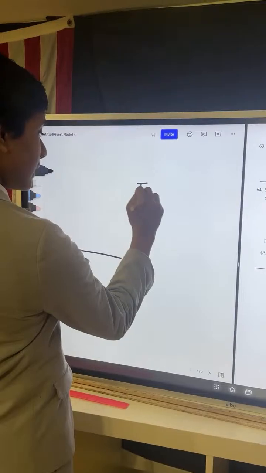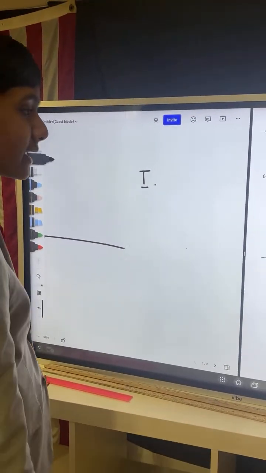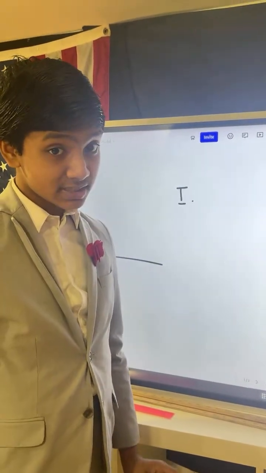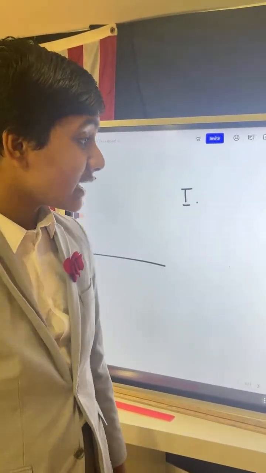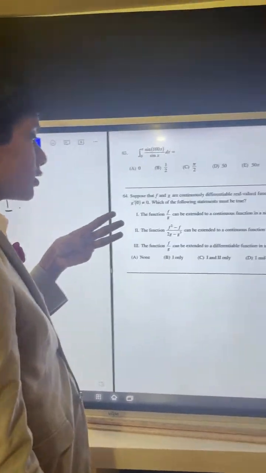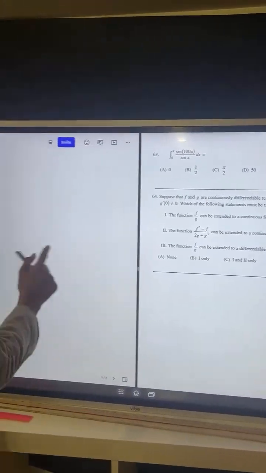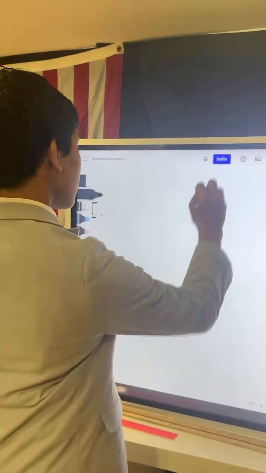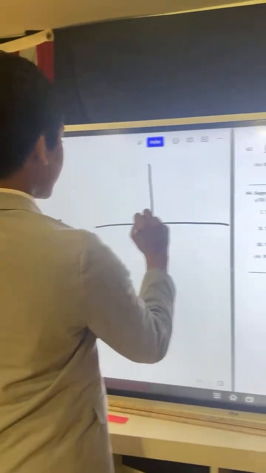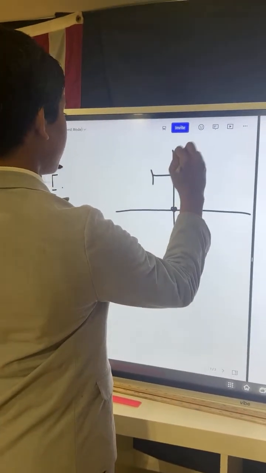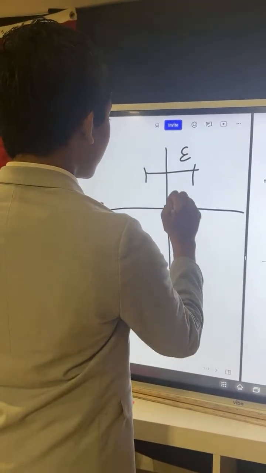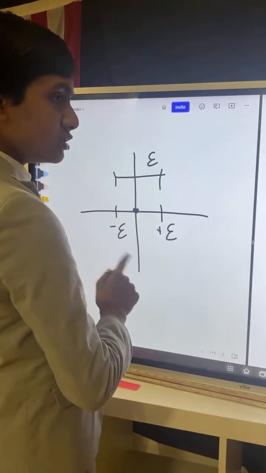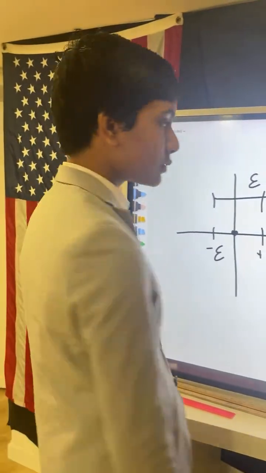The function f over g can be extended to a continuous function in a neighborhood of 0. Notice how it doesn't say at 0, because if it said at 0, all 3 of these would be untrue. Well, that's technically an opposite, but in a neighborhood of 0 means only everything around 0 to a certain extent, like everything from positive epsilon to negative epsilon without 0, given some positive number epsilon.